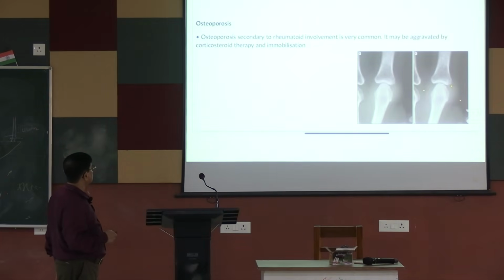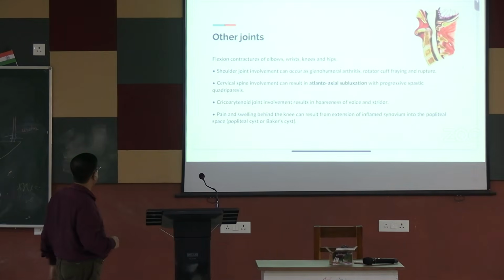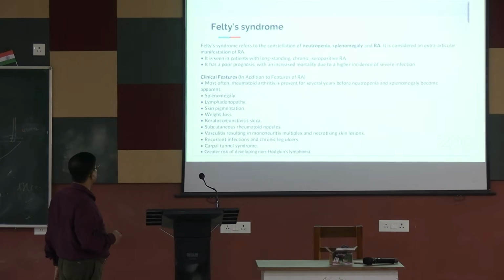I have told you. Now osteoporosis. This is osteopathy. The joint is involved, and there is periarticular osteoporosis. Periarticular osteoporosis, I have told you, is a hallmark of rheumatoid arthritis. Other joints may be involved. I have told you that cervical spine involvement and cricoarytenoid joints may be involved. These are rare but can be involved. Now, Felty syndrome I already described to you: rheumatoid arthritis with splenomegaly and neutropenia.